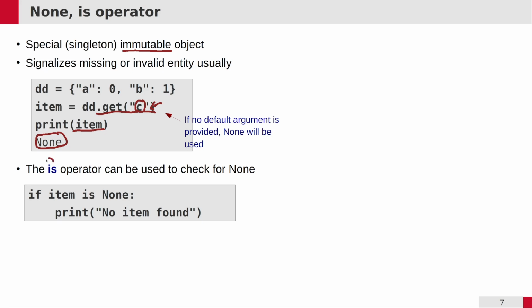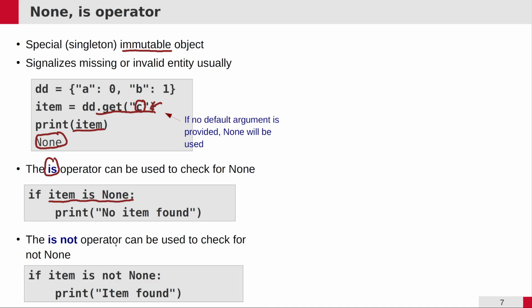And for that, you should call the so-called is operator. So basically, if you want to check if the variable item contains the special object None, then you should use exactly this kind of Python programming: if item is None.